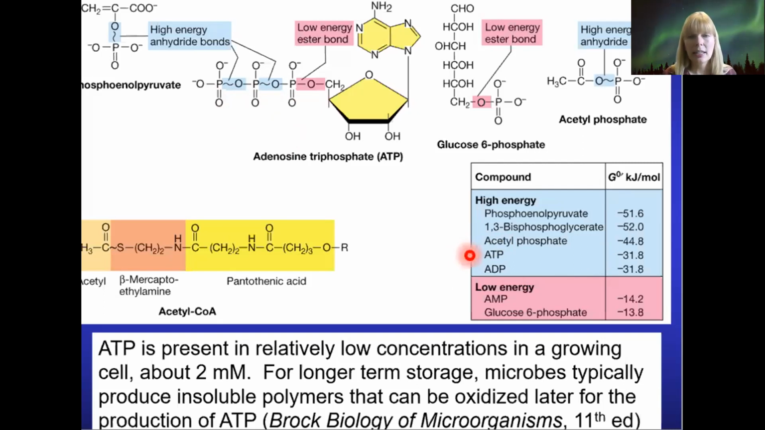But you can see that there are other molecules that are actually higher. They have better free energy. So keep that in mind. There are other molecules out there.